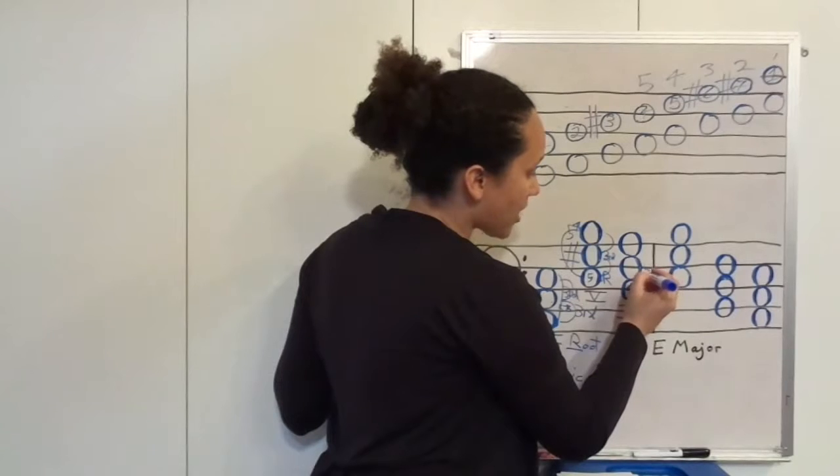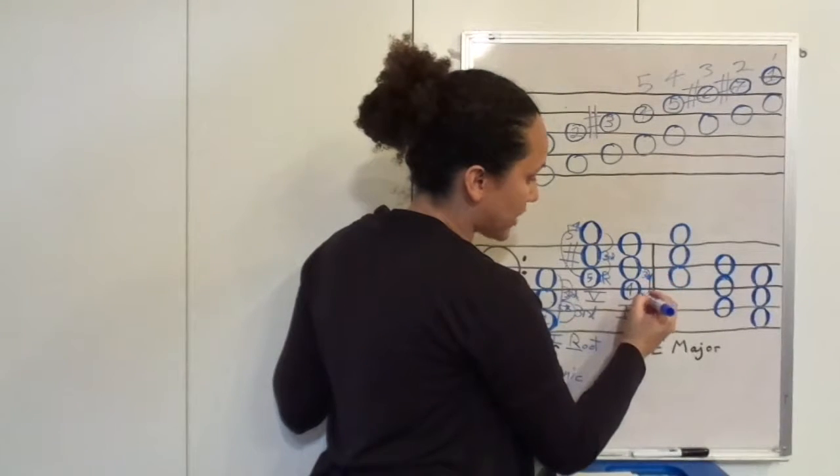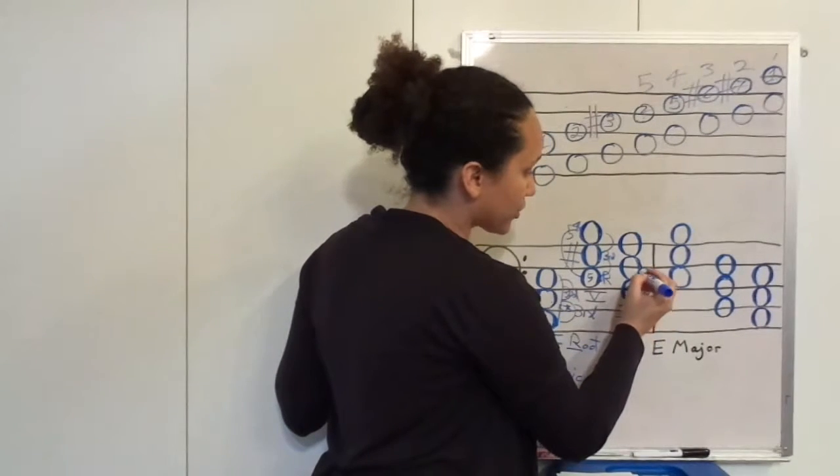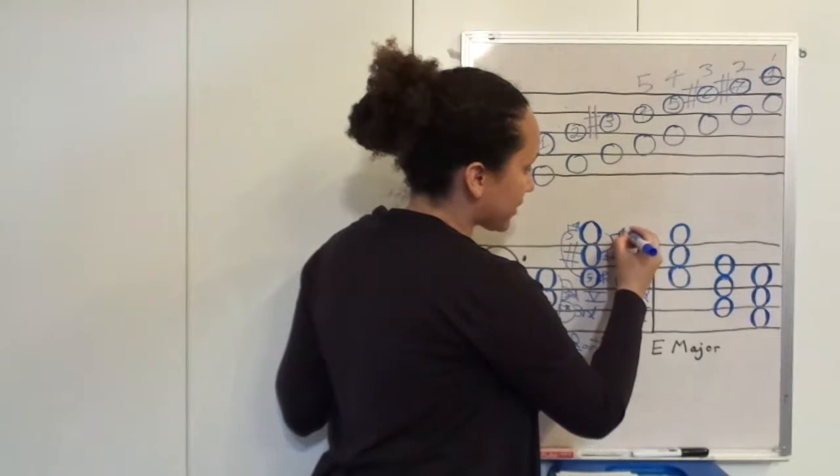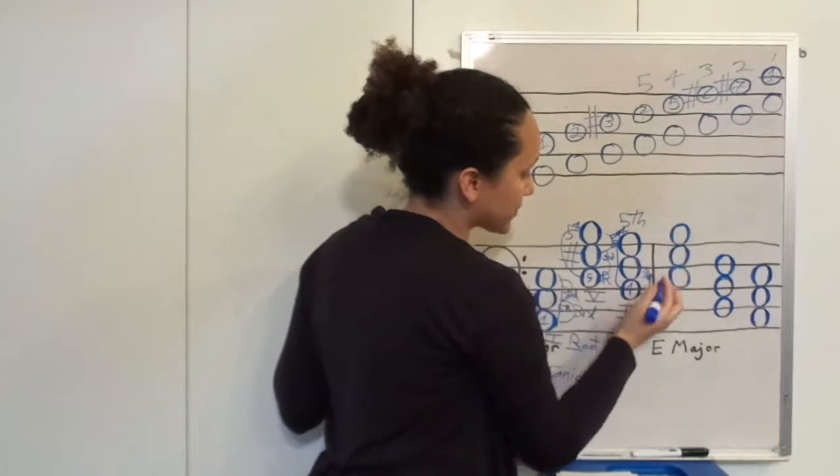Again, we skip up. That gives us our 3rd. So we have the root of the chord, the 3rd of the chord, and then all the way up gives us our 5th of the chord. You can't really see that, I'll put it up here. Our 5th of the chord.